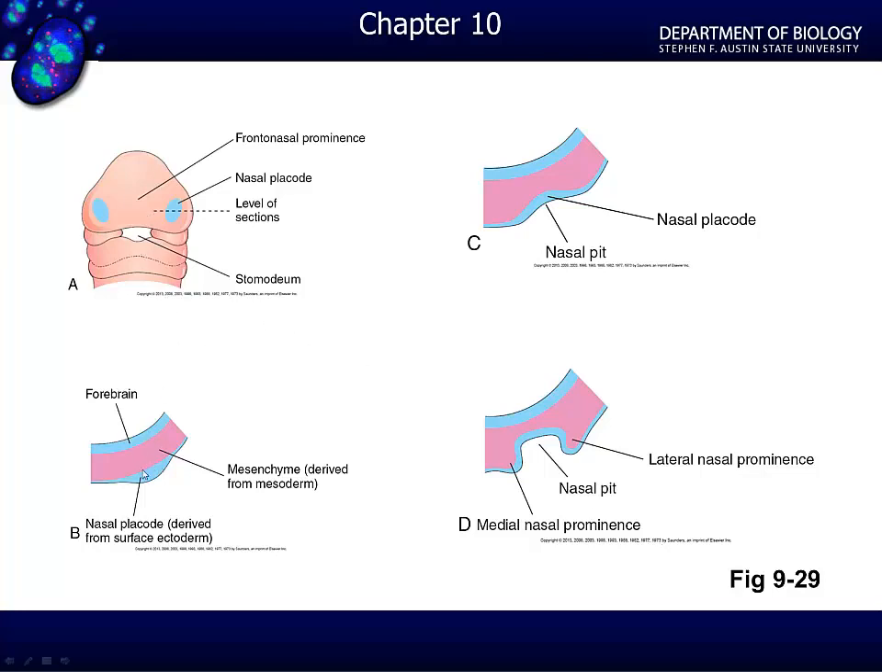Now, let's look in cross-section at what's going on as we form our nasal area. Here we can see our nasal placode. We're cutting through this section right here and looking at it. So we see the thickenings in the area of the nasal placode. Now we're going to get the ridges, the prominences. They're going to start to form higher as the nasal pit begins to invaginate deeply into the tissue. So here we have a medial nasal prominence and our lateral nasal prominence as the nasal pit gets deeper and deeper into the tissue.